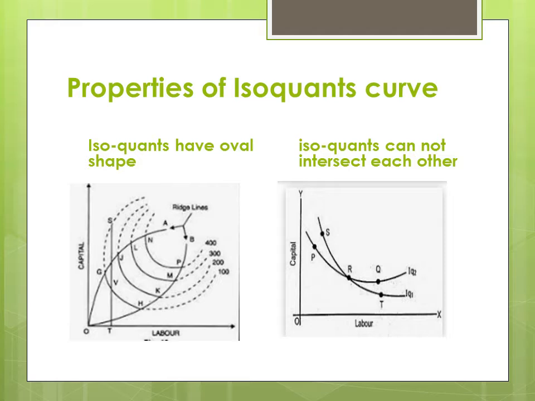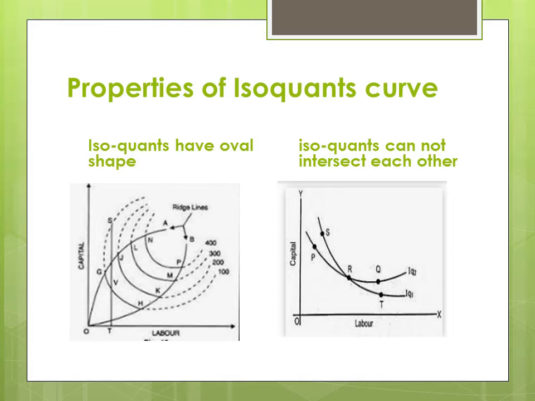On the x-axis are our labor units, and on the y-axis, the vertical side, are the capital units. Here a question may arise: why does an isoquant have an oval shape? Because when a producer uses more units of capital and more units of labor, or both, then necessarily the total product eventually declines, and it has an elliptical shape. You can see that here are two ridge lines, the upper ridge line and the lower ridge line.